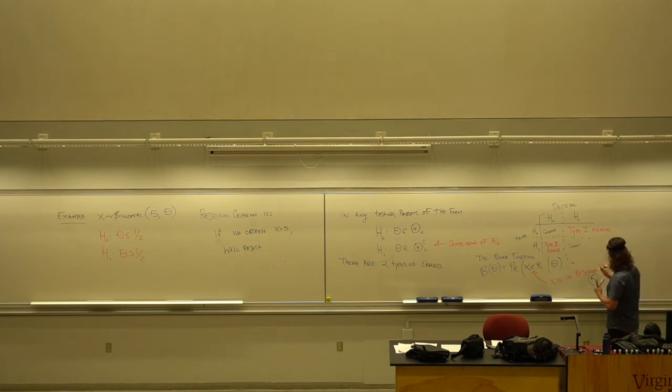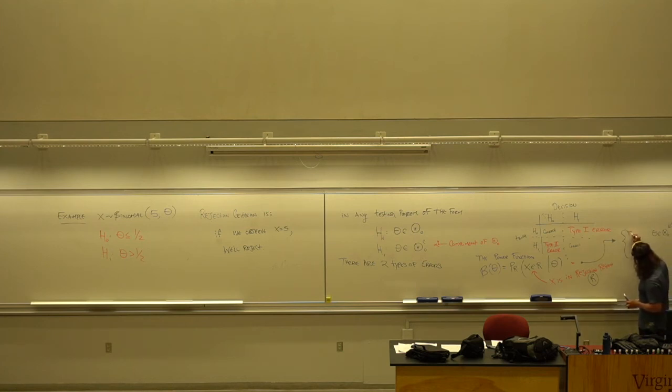So this, if theta is a member of the null space, this is H naught, and I reject, I've made an error. So it's this type of error, type 1. So if theta naught is true and I reject it, I've just made a type 1 error. This is type 1 error. And this is the probability of that thing.